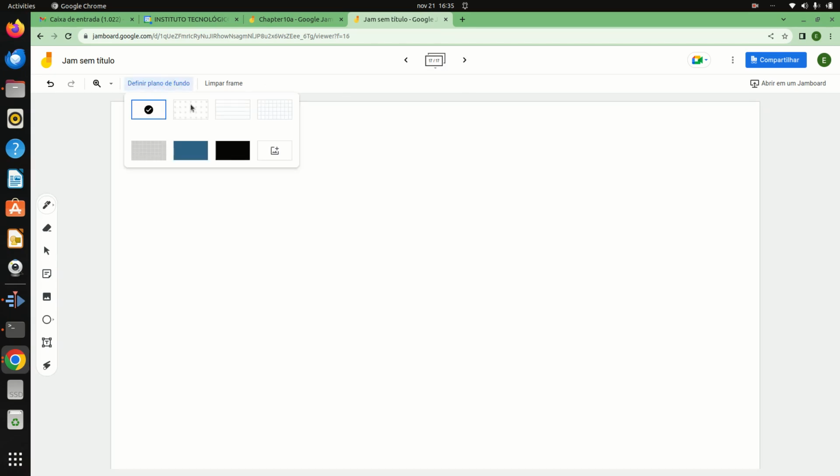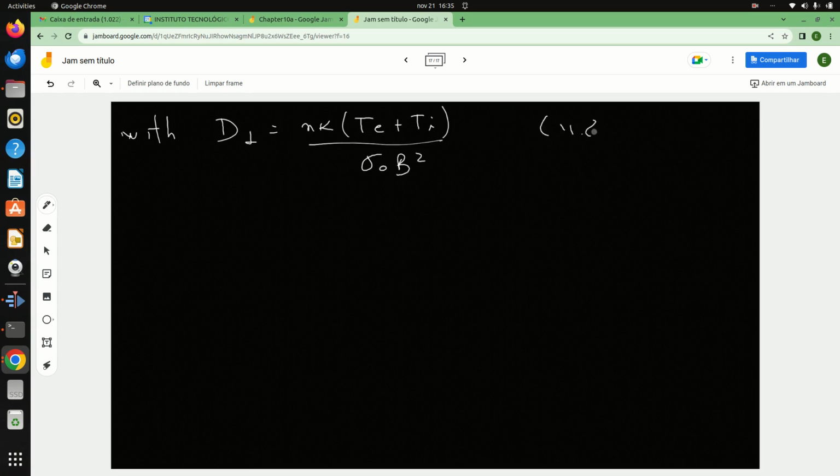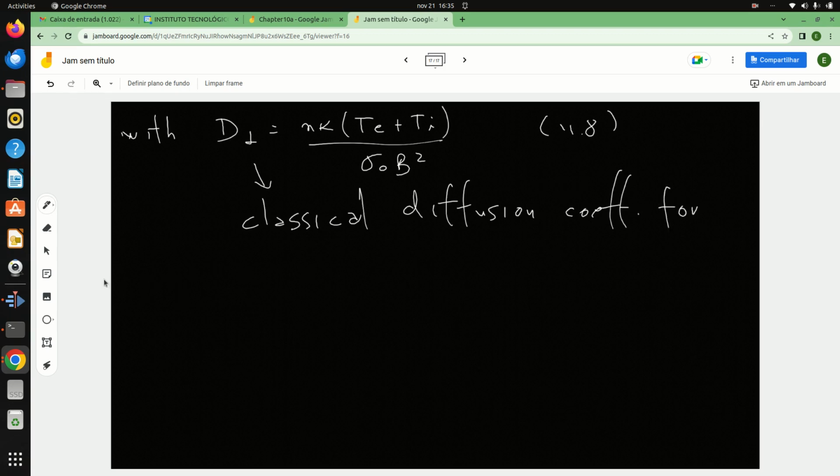Here, the diffusion coefficient is D equal to nk (Te plus Ti) over sigma B square. This is called the classical diffusion coefficient for fully ionized plasma.